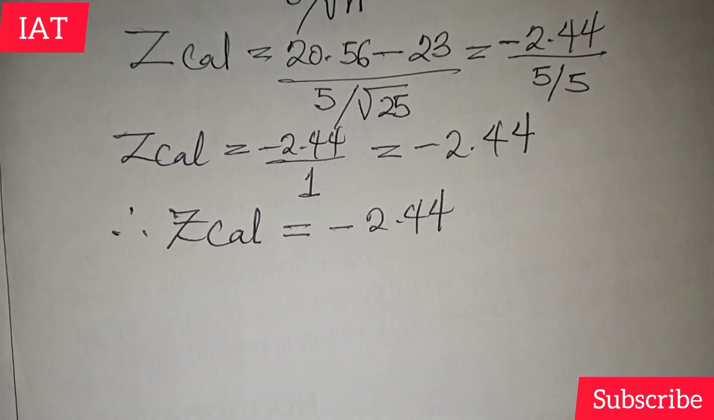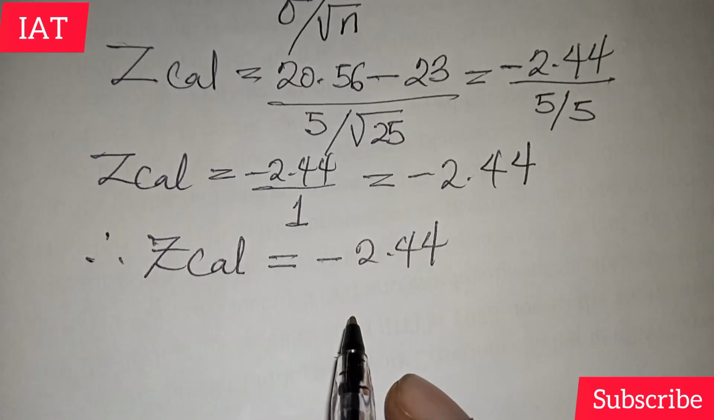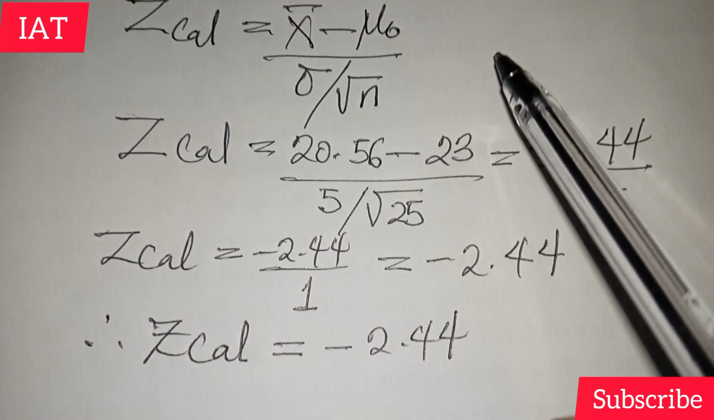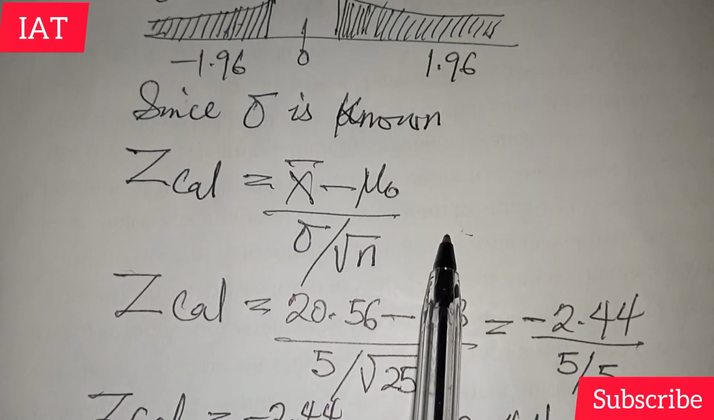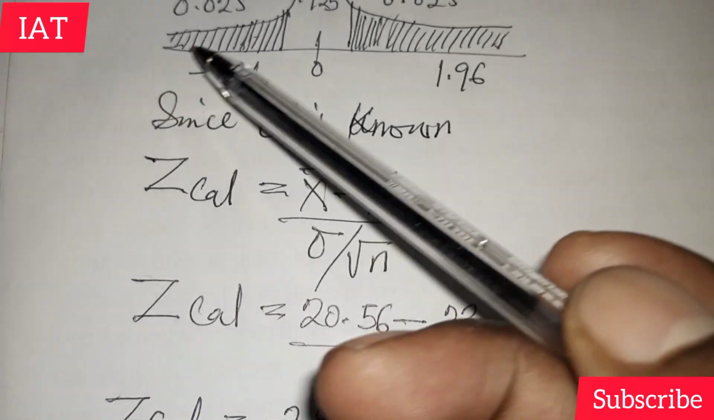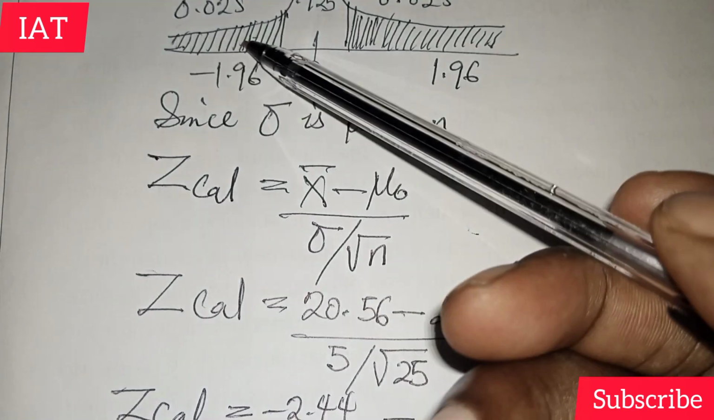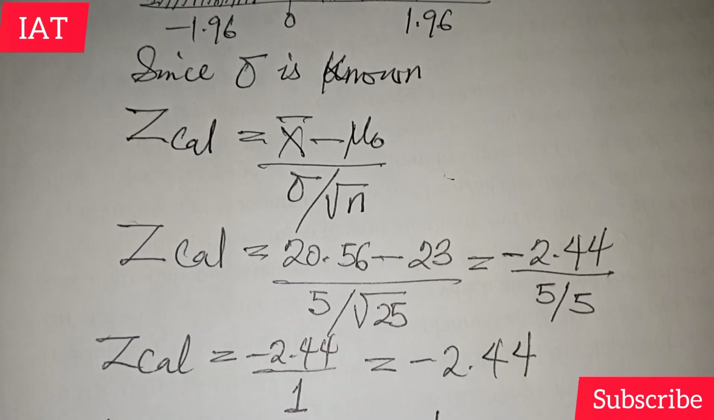So what does this mean? This falls within the critical region. If you check it down there on this particular line, it keeps going, it is within this region. That's where it falls.